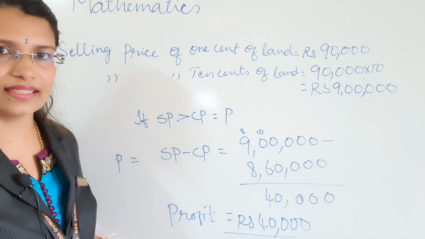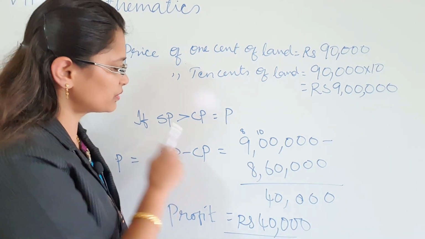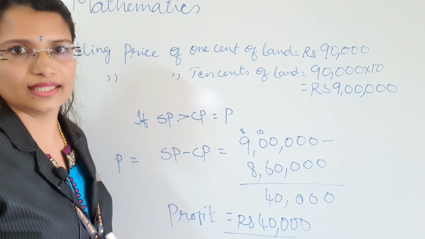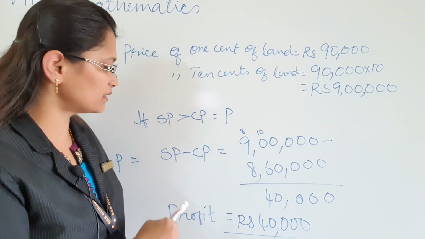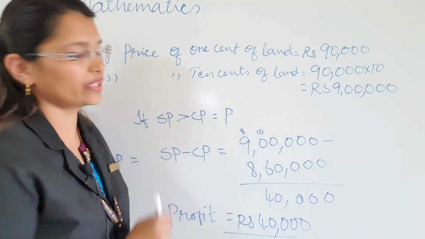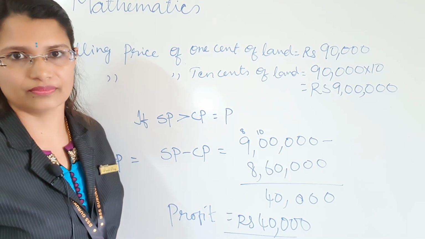Is this clear, children? Whichever is the bigger number, from that you should subtract. Understood? What about the reverse? If selling price is lesser than cost price, what will be the result? Loss is the result. Is it clear?